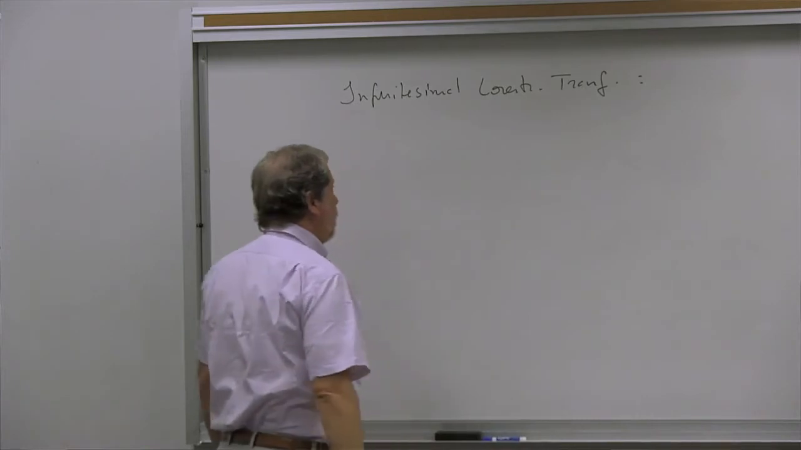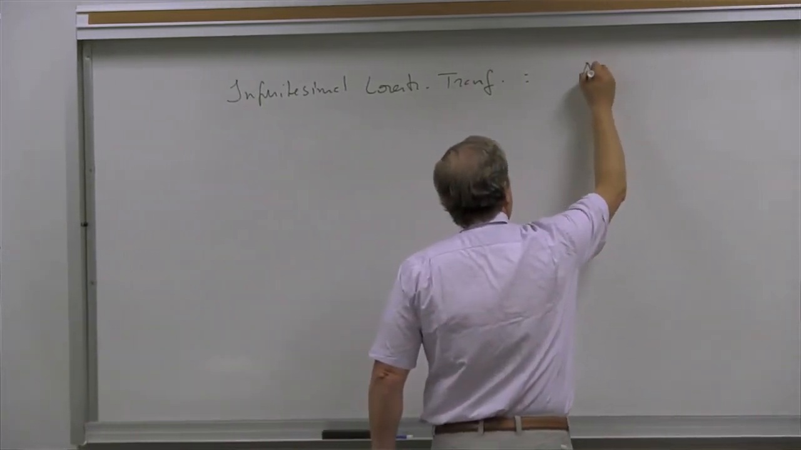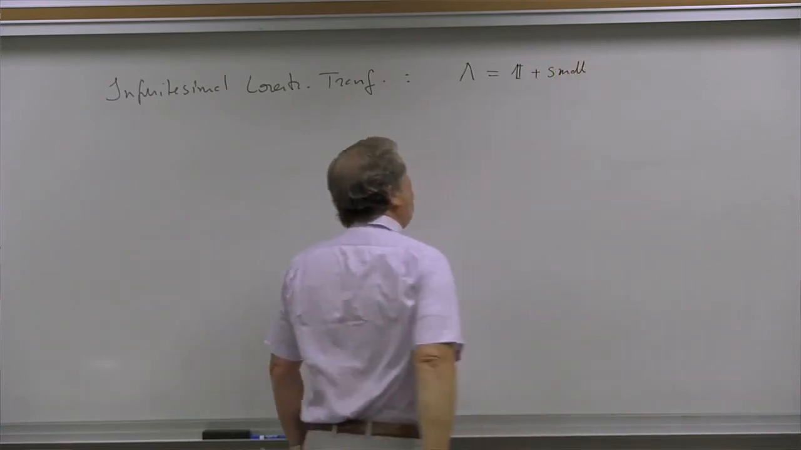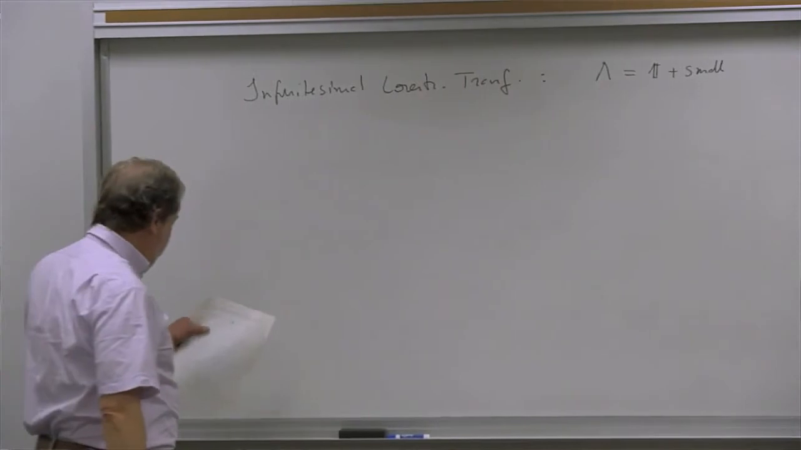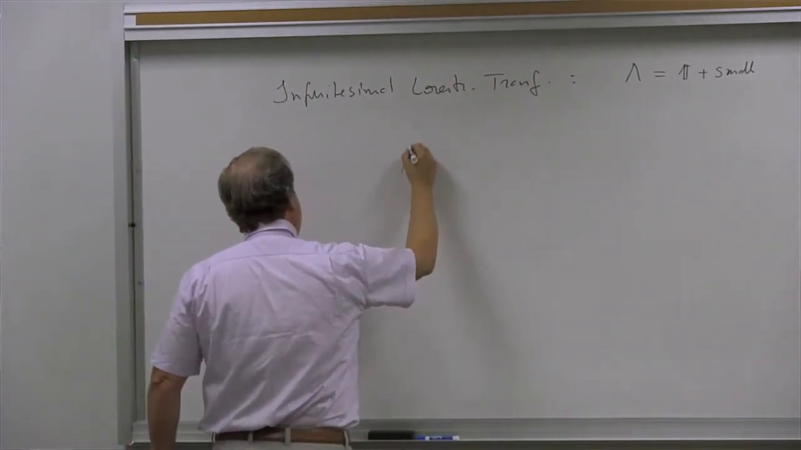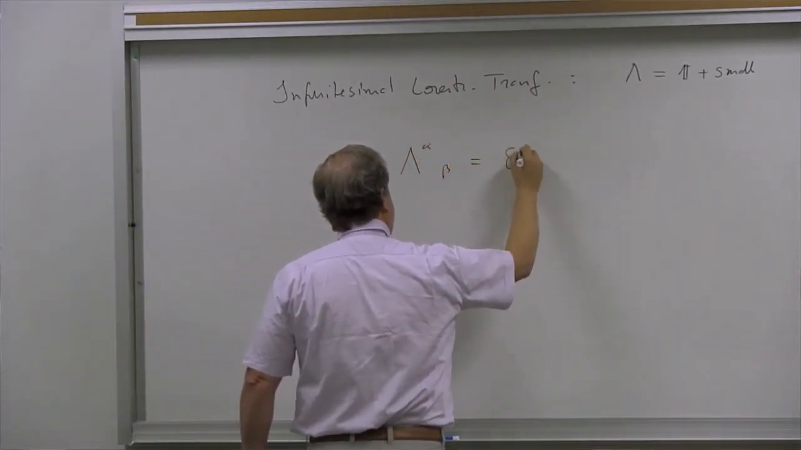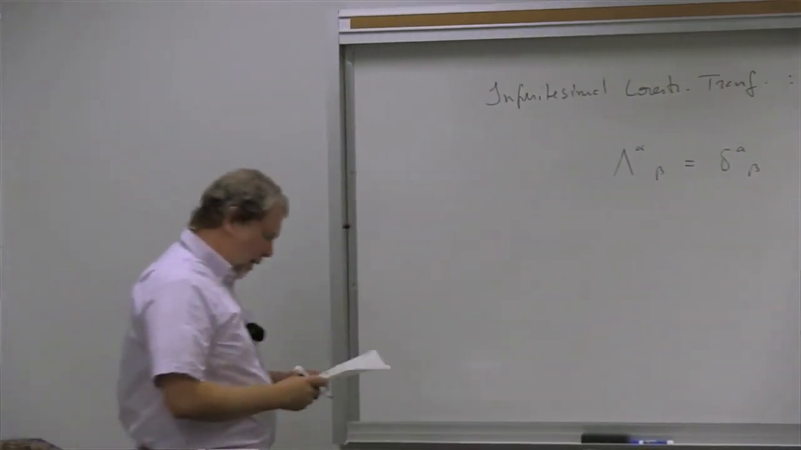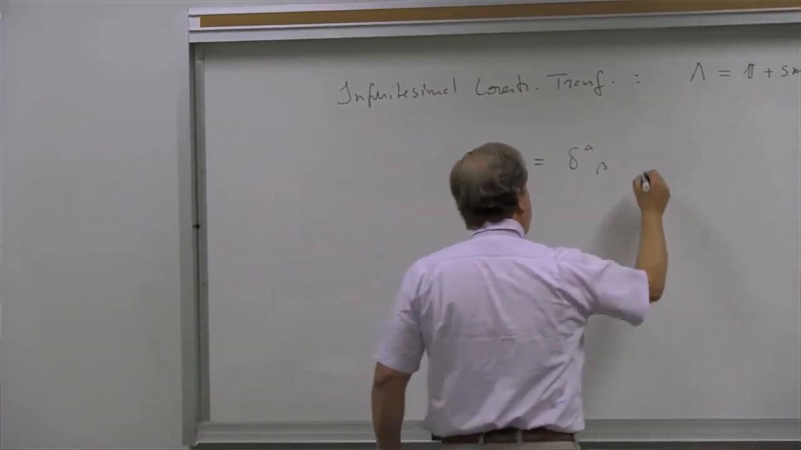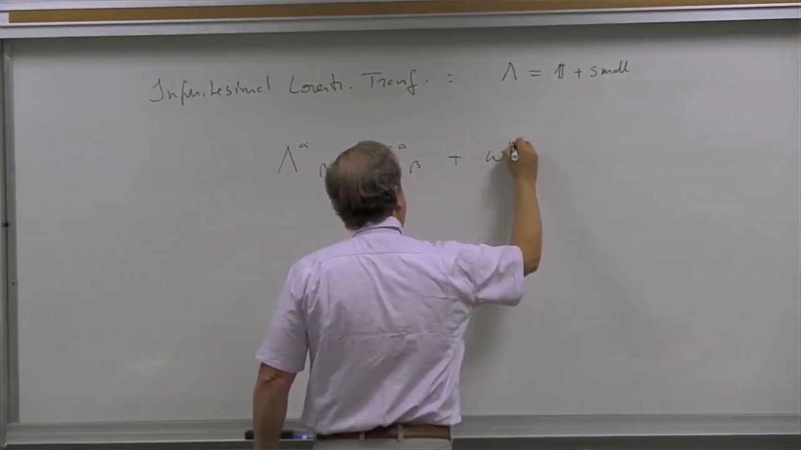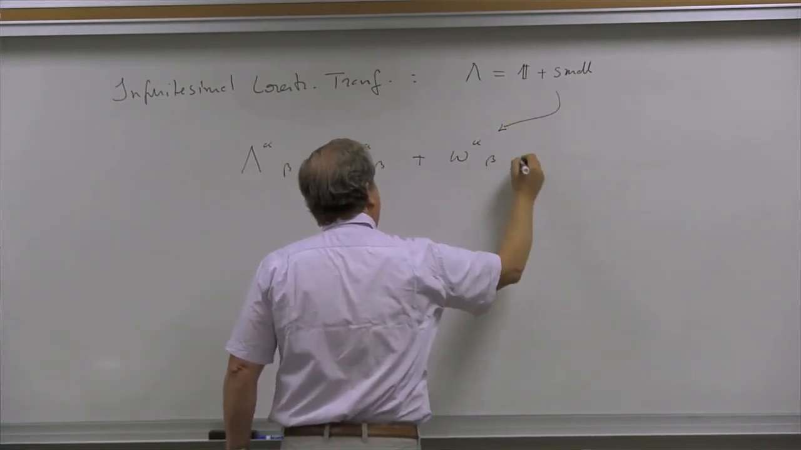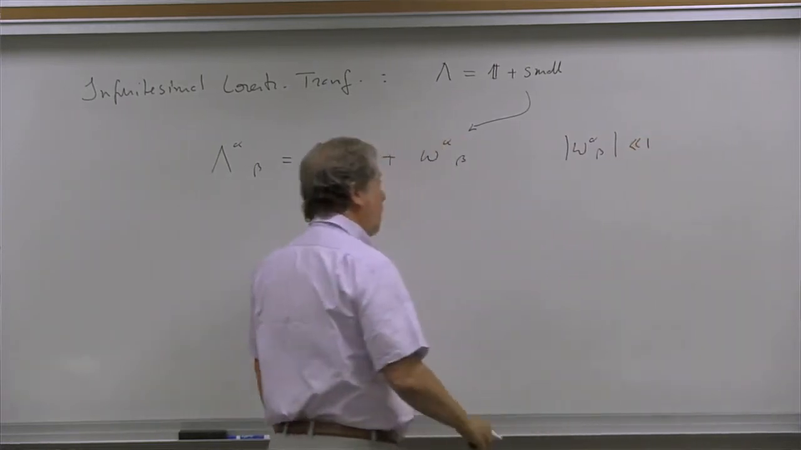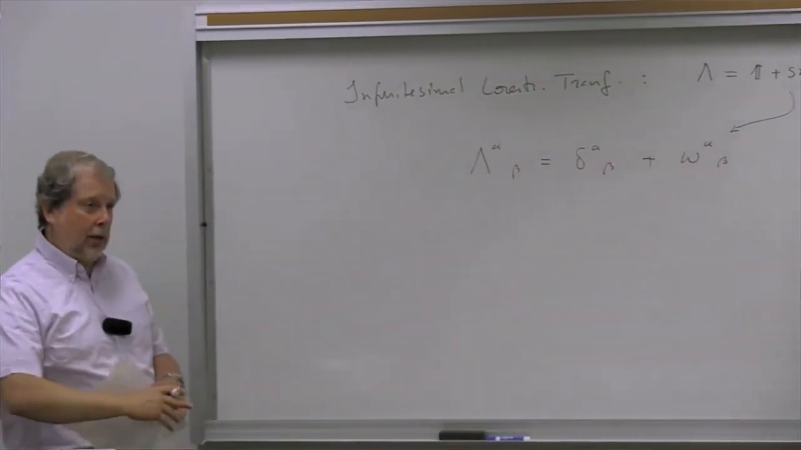Infinitesimal Lorentz transformation. So that means that this matrix lambda is the identity plus something that is small. We're going to write it as lambda alpha beta equal to the identity, which of course is the Kronecker symbol, the delta alpha beta, plus a small part which we denote by omega alpha beta. So omega alpha beta in magnitude is much less than 1. It's a small parameter. So this is an infinitesimal Lorentz transformation.